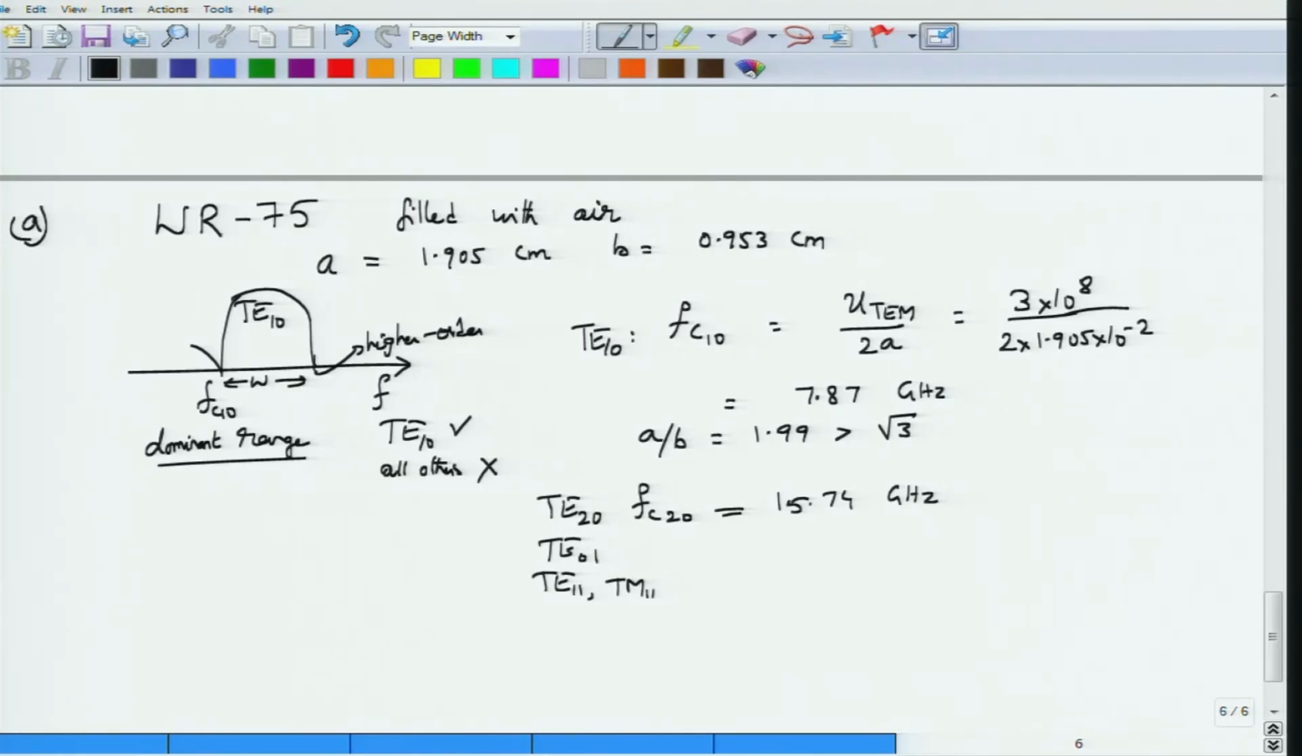So the range of frequencies over which you will have the dominant mode would be 7.87 to 15.74 gigahertz. Although at 7.87 you really don't consider the waveguide to be propagating, because you are really at the edge of the waveguide. So you take some amount of frequency. Here you have fc, but you will actually wait for some other factor before you consider the waveguide to be operating.